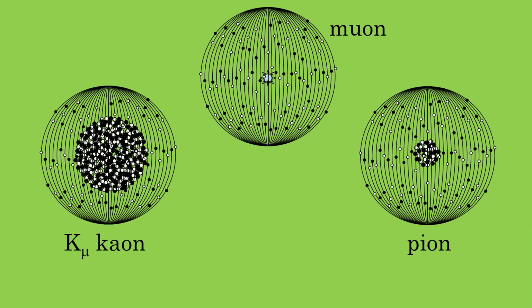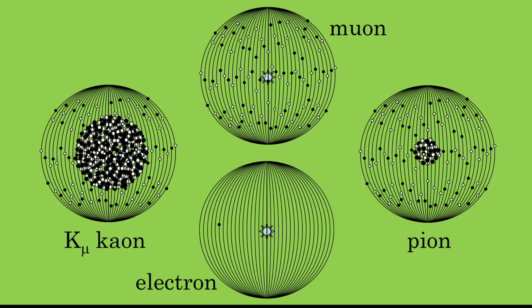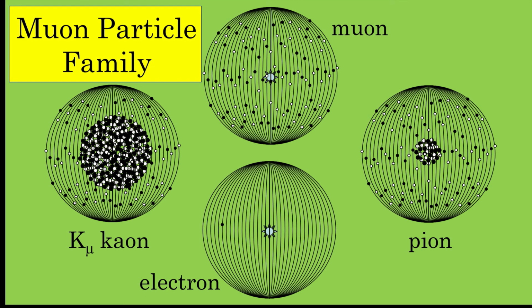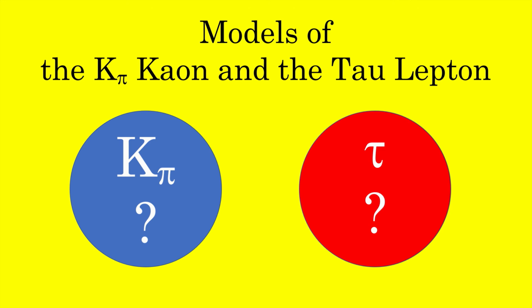Now, it appears that the K mu kaon, the pion, the muon, and the electron are all part of a family of subatomic particles made of the 35 orbital shell. We will call it the muon particle family because all three of the other particles have ties to the muon. The kaon and the pion can decay into it, and the electron decays out of it. Knowing what we do now about the models of the K mu kaon, the pion, and the muon, can we develop credible models of the K pi kaon and the tau lepton? We will attempt to do so in video 8.